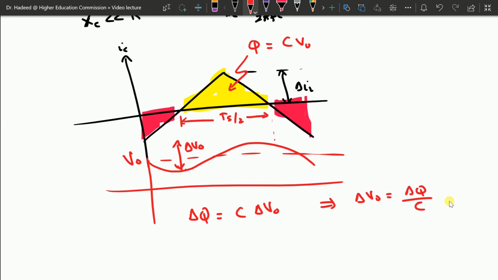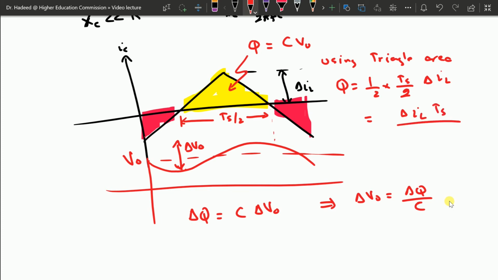Half of the time we have this particular area, and the rest of the half is diverted into these red areas. Therefore, using the triangle area concept, Q is equal to half base into height, so this is half into Ts over 2, and the height is delta IL. That is equal to delta IL Ts over 4. If I put it here, then delta V naught is equal to delta IL Ts over 4C.